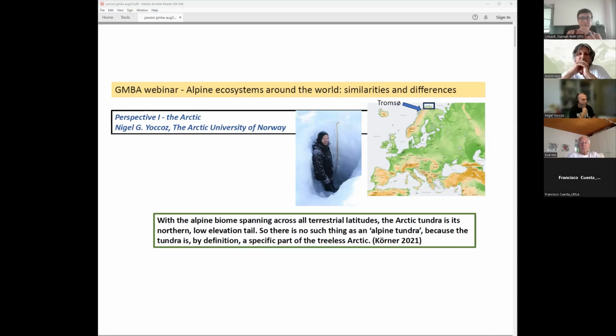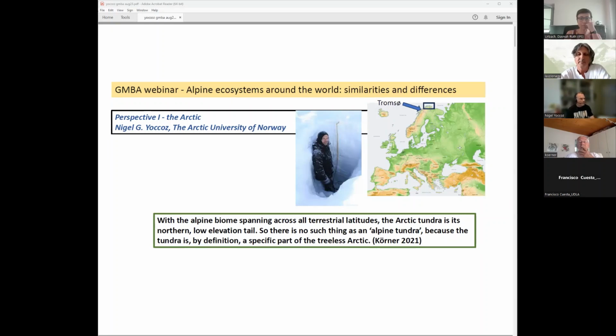I put on the map where Tromsø is, so it's 70 degrees north. And my university is called the Arctic University of Norway, even if we are not really in the Arctic in terms of vegetation. So here I put a quote from Christian, who is also there, to just remind you that often we talk about alpine tundra or Arctic tundra, and of course there is no really good reason for making the difference because it's a continuum.